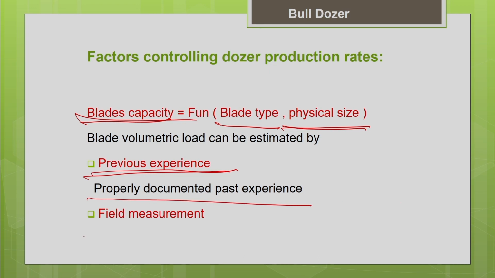Or you yourself can do the field measurement at your project site. Do the dozing operation and obtain a heap of earth in front of the blade. Now you find what is the length of the pile along the length of the blade. Then perpendicular to the blade, what is the width and what is the height of the pile. So, based upon the dimensions of the pile of material, you can find the blade capacity.